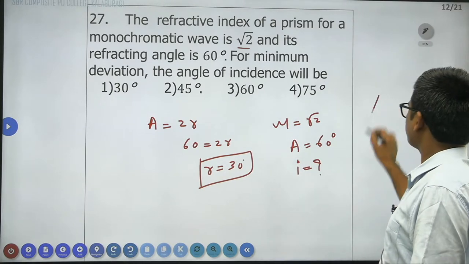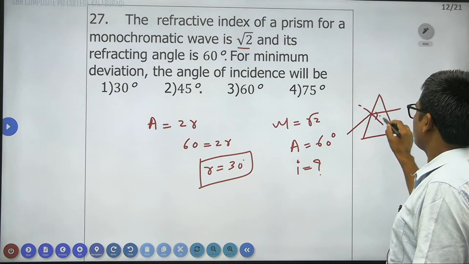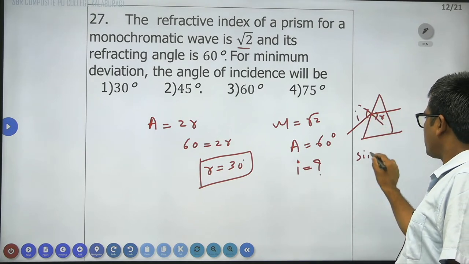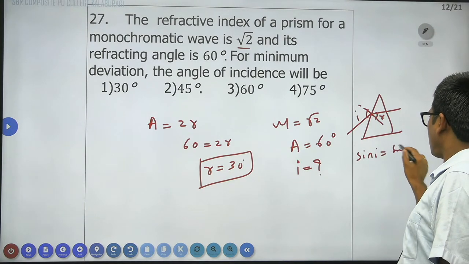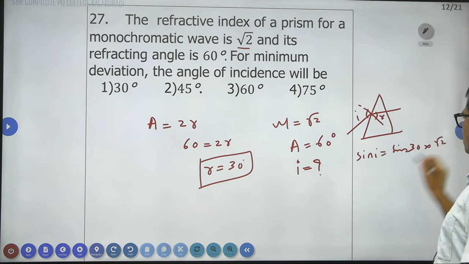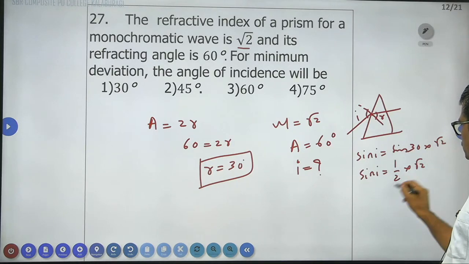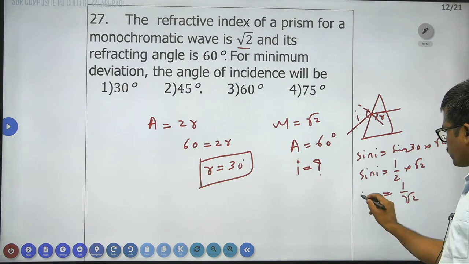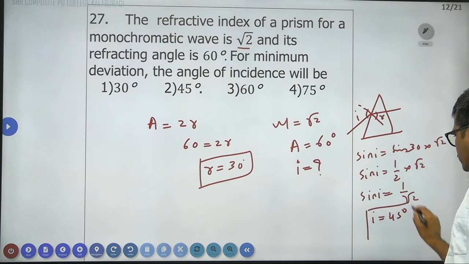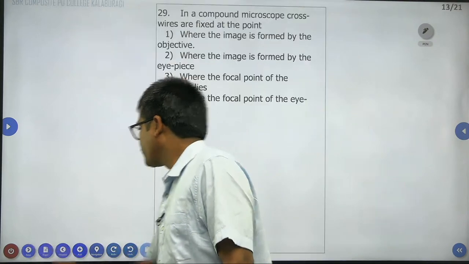Therefore, you apply Snell's law for one surface. This is R, we have found it. I value they are asking. So sine of I is equals to the refractive index times sine R. What is the sine R value? It will be sine 30 degree. And the refractive index of this medium will be root 2. So sine I is equals to 1 by 2 into root 2. So it is 1 by root 2. Therefore I is equals to 45 degree. Therefore this will be the answer. Done? Okay. Go to the next one.